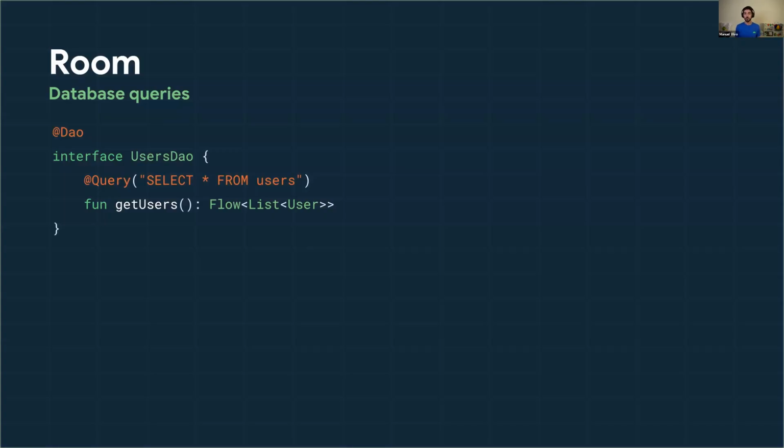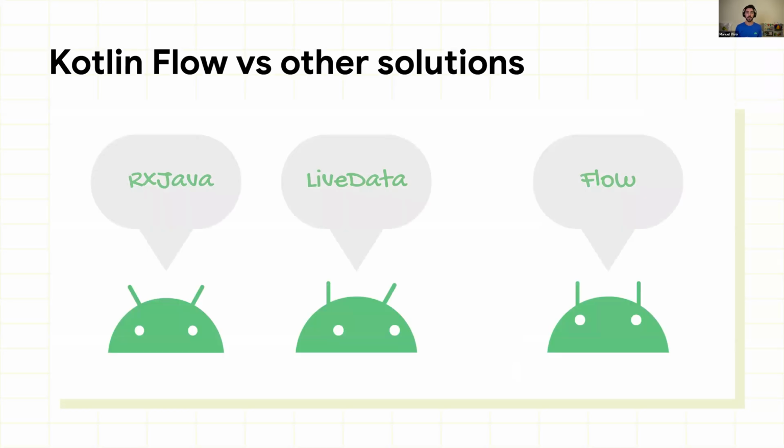So back to Room. Before we had a suspend function, but now we can make it return a Flow instead. Observing this Flow is going to make the app react to changes when the database emits data. And you may think, okay, this is a stream of data, but we have other solutions out there. We have RxJava, we have LiveData, we also have Flow now. So what's the difference? The difference with other solutions like RxJava, conceptually, they are very similar. They are not that different.